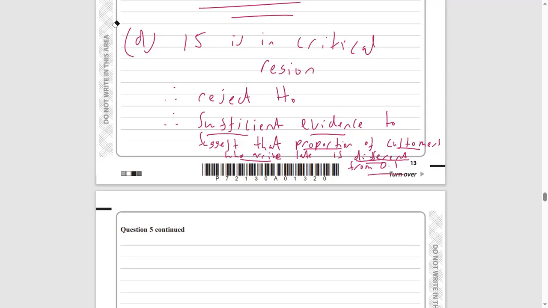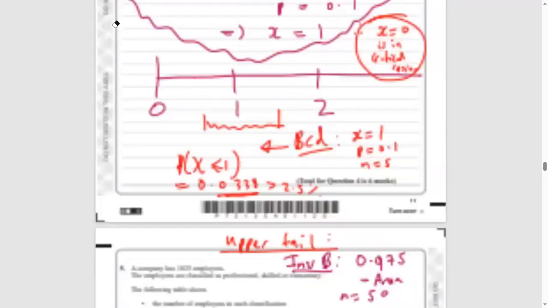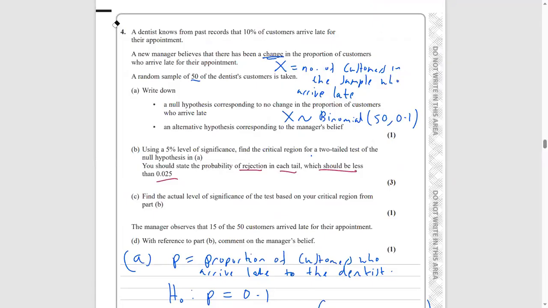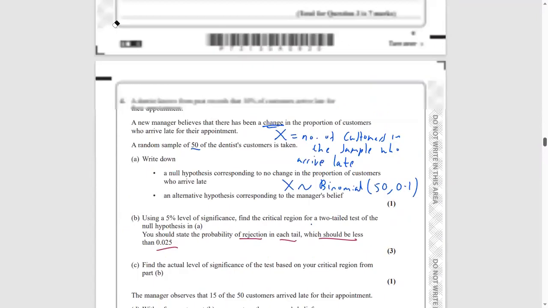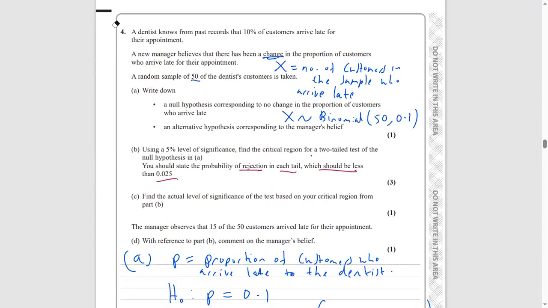So that's our conclusion. Remember to always give a conclusion in context. We need to make sure the conclusion we give is in the context of the question. So that would be that question. Quite a tricky one. Part B is quite tricky, just making sure you get your numbers right in your calculator and using the inverse binomial function to get the right critical region. So just be aware of those kinds of questions.